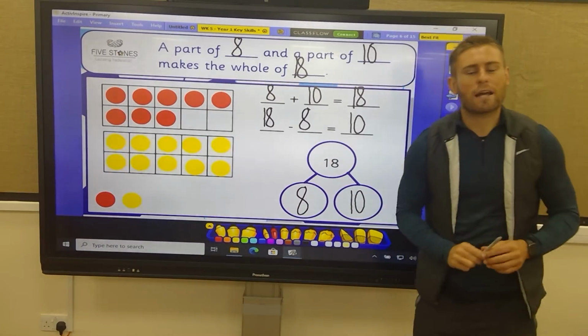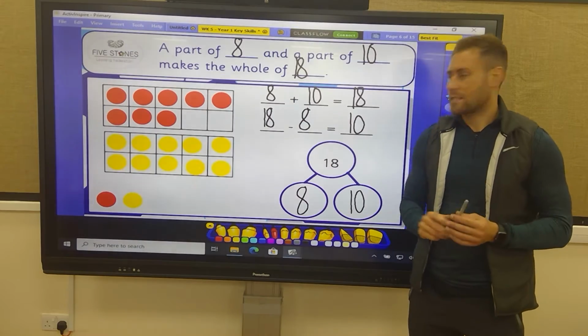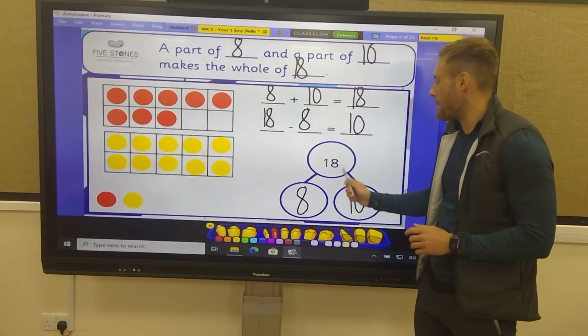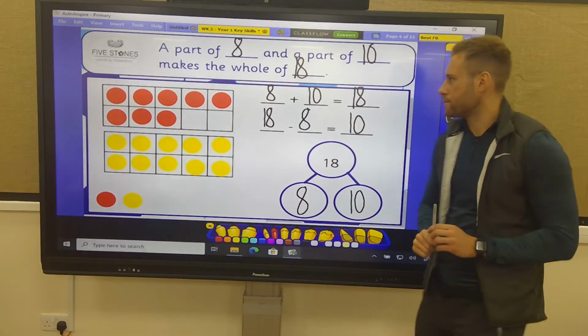Fantastic. Again, you might choose to pause the video to see if you can write the other two addition and subtraction number sentences that match this part whole model. So pause the video if you'd like to give that challenge a go.